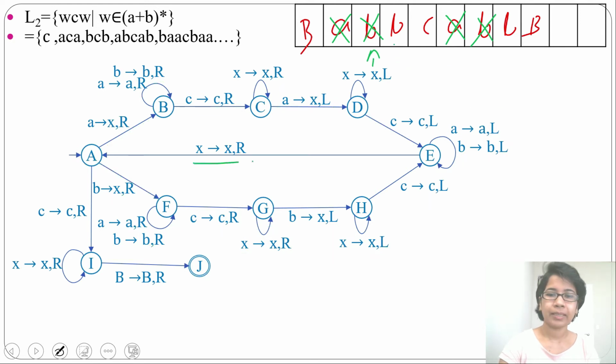Now when it will see x, x will be x and it will move right. Now the right header will be here. So when it will see b, b will be x and it will move right. Now the right header will be here. So when it will see c, c will be c and it will move right.